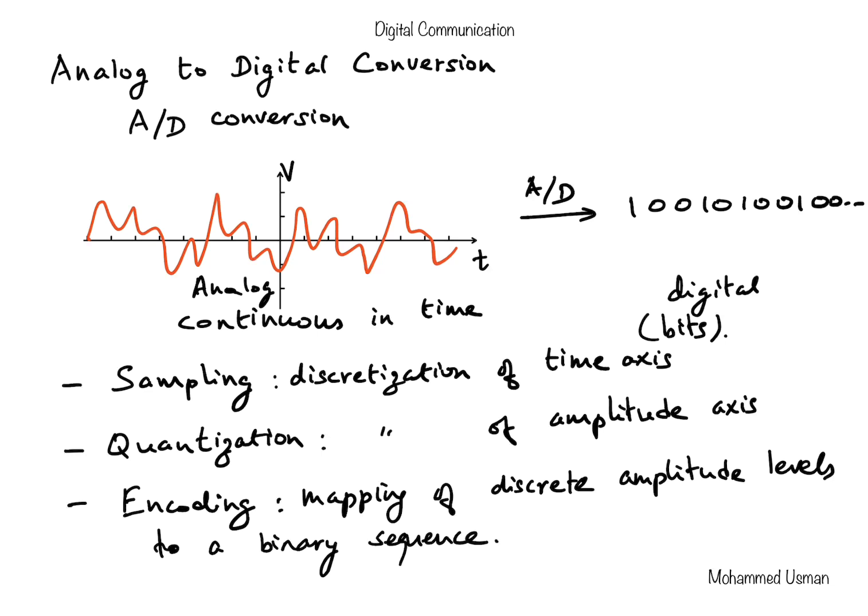So these are the three steps involved in analog to digital conversion, that is sampling, quantization, and encoding. We will discuss each of these steps in detail as we go on, but in this part of the video, our focus shall be restricted to the process of sampling, which is the discretization of the time axis. So we will see what is sampling, what are the rules that we need to follow when performing sampling, and what happens if those rules are not followed.